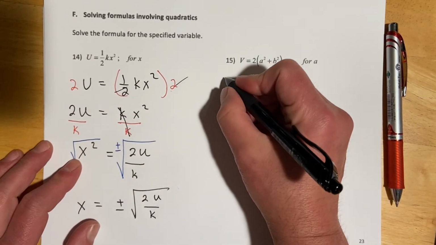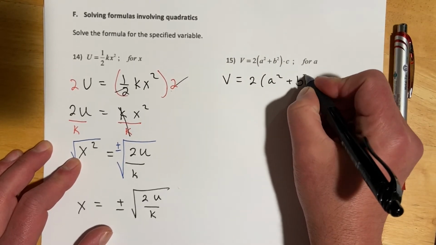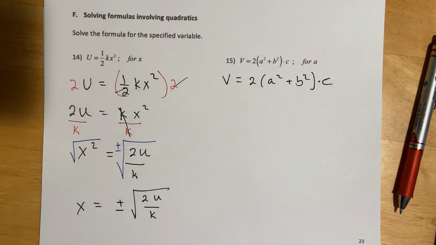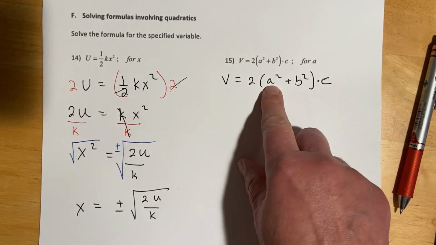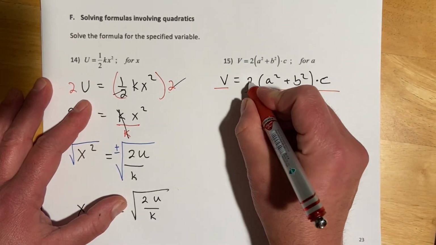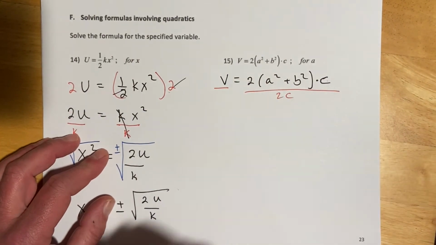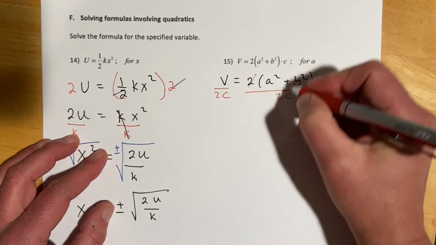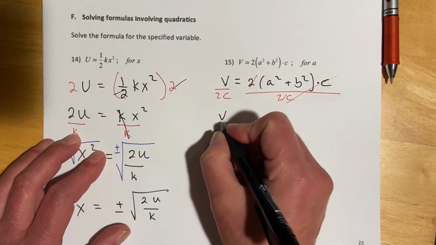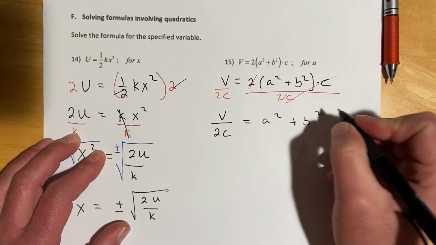This next one, again, let me write it a little bit larger. So here we are solving this for the a. This time I am going to do it in one step because I think it's cleaner. So notice I have a 2 and a c. They're both multiplying. I could have the c next to the 2 if I wanted, so I'm going to just do that. Because now my c's cancel, and that gets me closer to that a by itself. So now I have v over 2c equals a squared plus b squared.